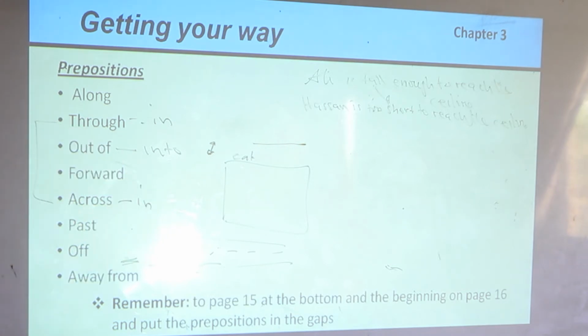Right. So forward, across, okay? Across the river, across the water, across, past. I was going past school, past your house. Off, okay? I jumped off the tree, okay? Away from, okay? He was walking away from the jungle into the bridge.